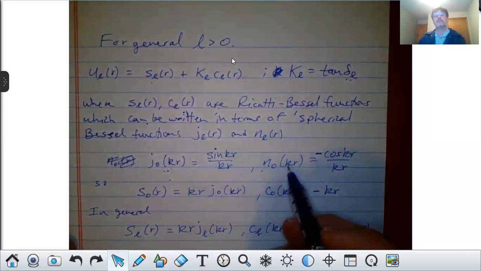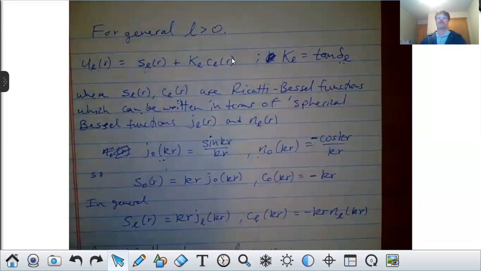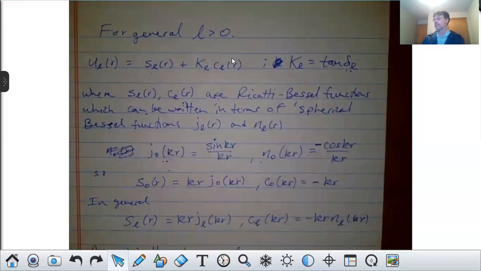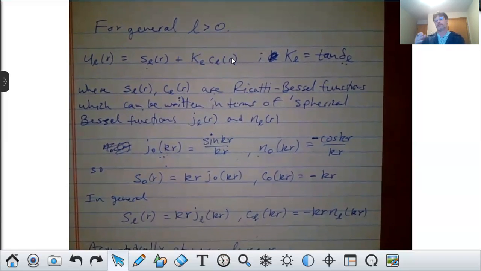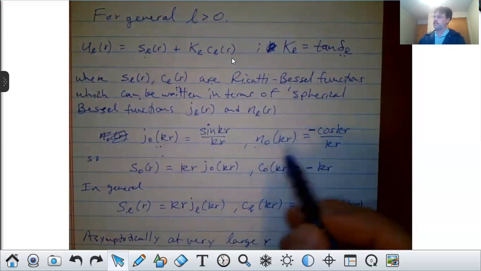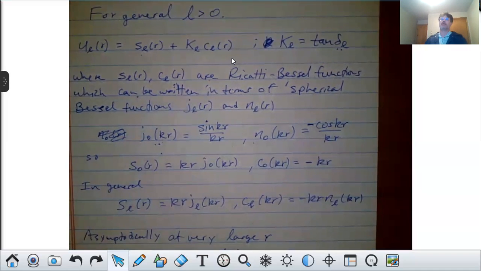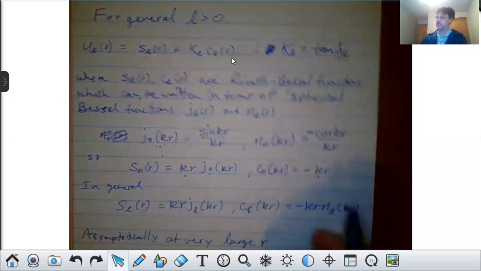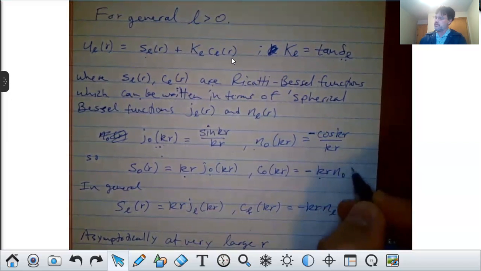Now n0 of kr is sometimes called the spherical Neumann function. There are lots of different names, and there are other Bessel functions that these spherical Bessel functions are related to, but you can look them up. Even on Wikipedia, they have a list of the first few spherical Bessel functions. But n0 is negative cosine kr over kr. Now to get the Riccati-Bessel function, all you do is take kr times your spherical functions, so kr times your J0, or negative kr times your n0.